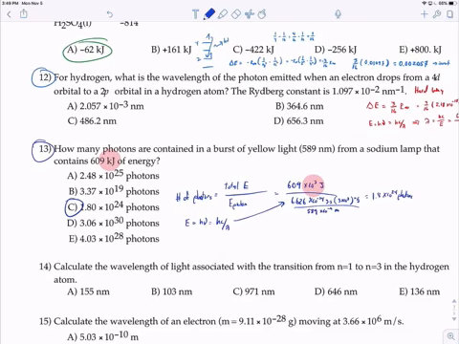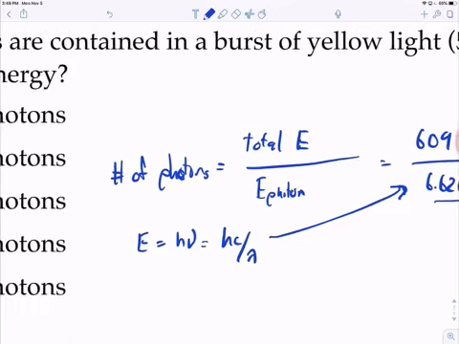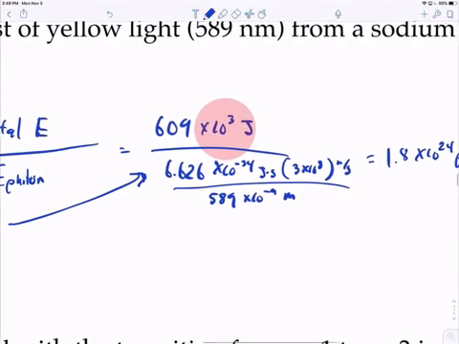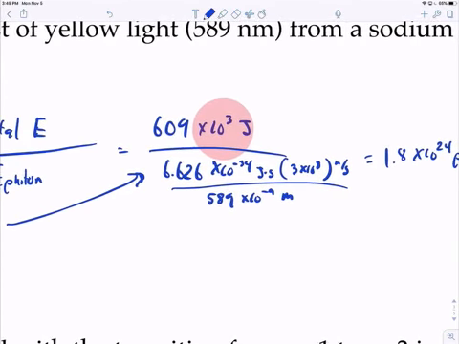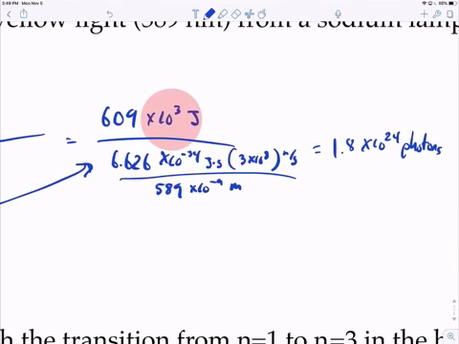Okay, so recap with this one. We're given the amount of energy and the wavelength of light. How many photons do we have? The number of photons is the energy over the energy per photon. So we're given that energy, 609 times 10 to the third joules. The energy per photon is hc over lambda. Plug in hc over lambda, throw it on your calculator, and you get 1.8 times 10 to the 24 photons, or about 2 moles of photons, if we're looking at it that way. So it's a lot of photons, actually. It's a pretty strong lamp.